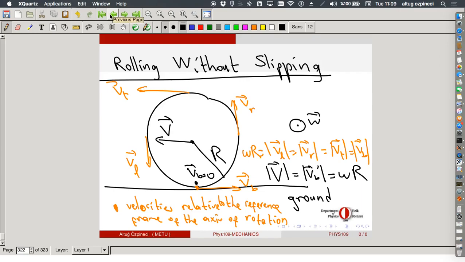So what will be the velocity of the top point in your reference frame? You see, in the reference frame in which the axis is fixed, this is moving with speed V in that direction. Agree? Now the axis also moves with speed V in that direction. The top point is moving with speed V in the same direction relative to the axis. So what's the speed of the top point in your reference frame? It's just 2v.